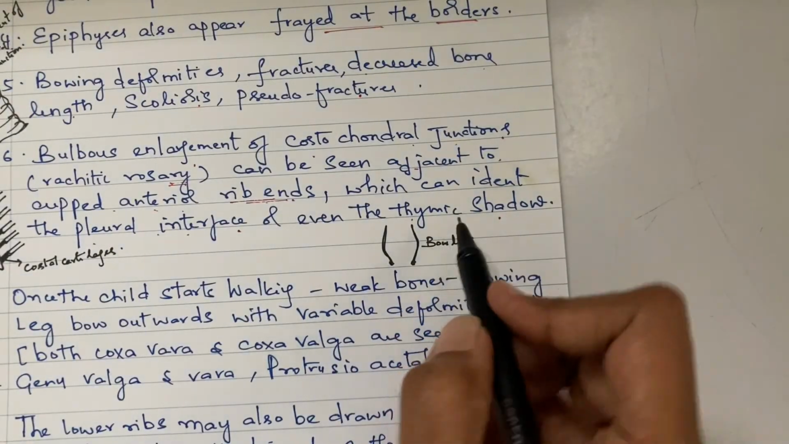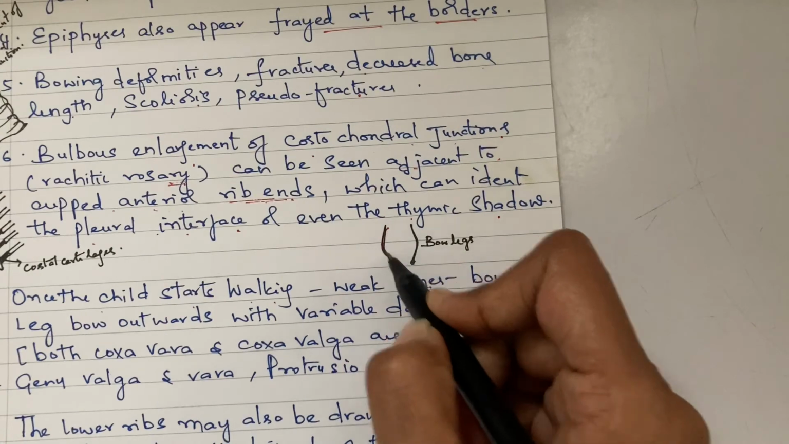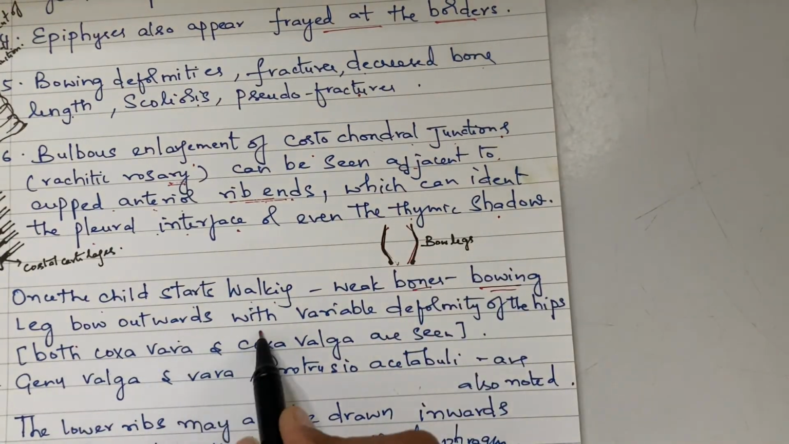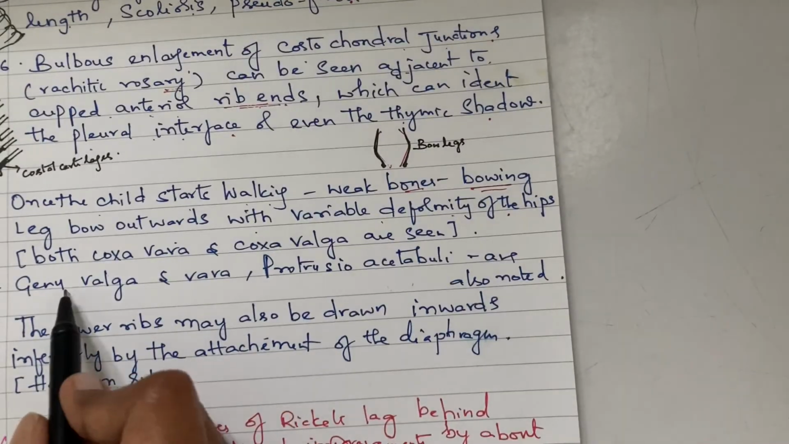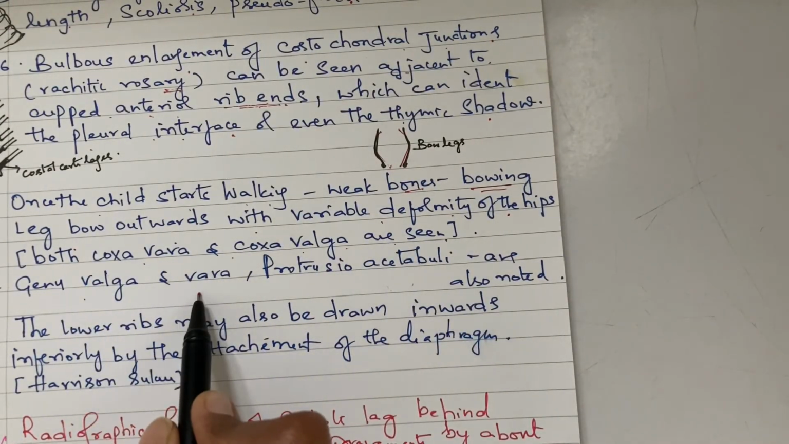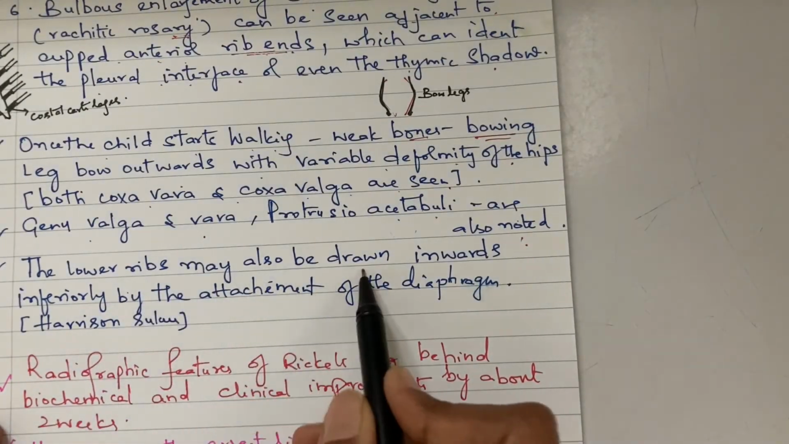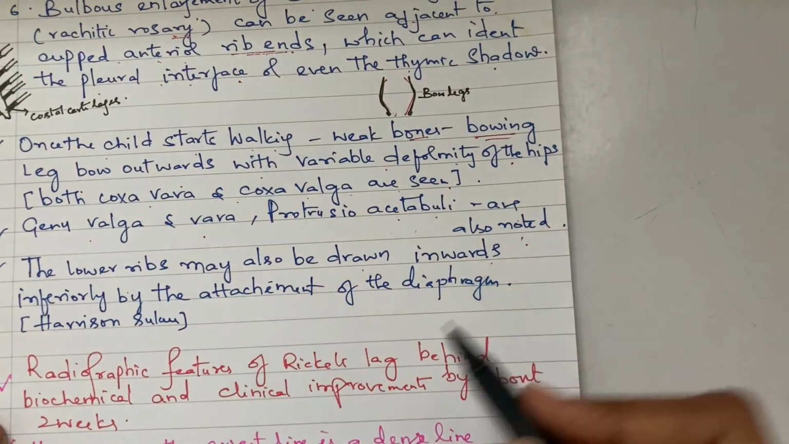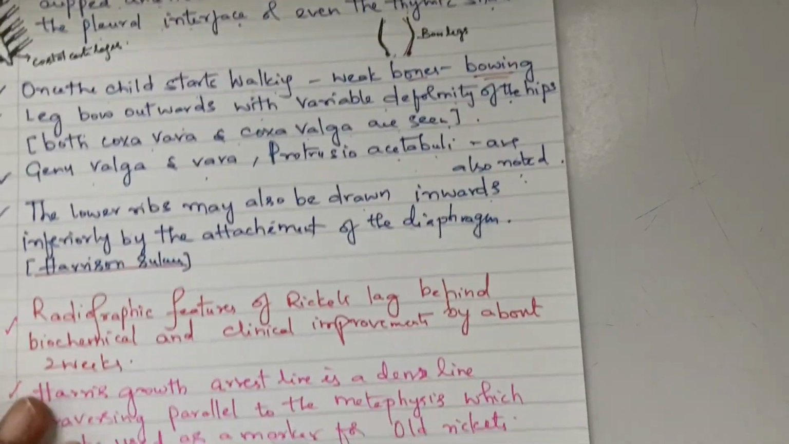Then coming to bow legs. Once the child starts walking, due to weak bones, bowing appears. Legs bow outwards with variable deformity of the hips. Both coxa vara and coxa valga are seen. Genu valgum and varum, protrusio acetabuli are also noted. The lower ribs may also be drawn inwards inferiorly by the attachment of the diaphragm. This is called Harrison sulcus.